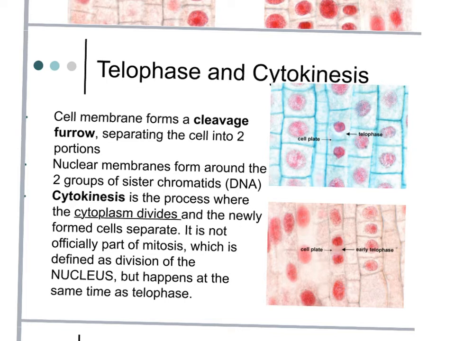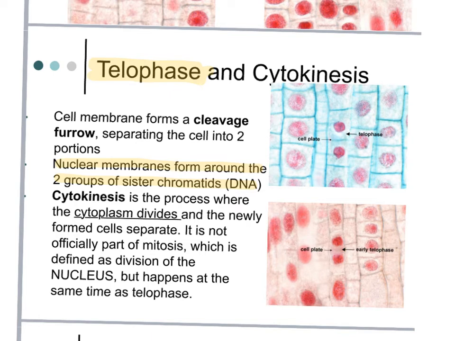Telophase is basically where a nuclear membrane forms around two groups of sister chromatids. Okay, so that's telophase, and that's the end of mitosis, because you'll notice we now have our new nucleus formed because the membrane has formed around our group of sister chromatids.